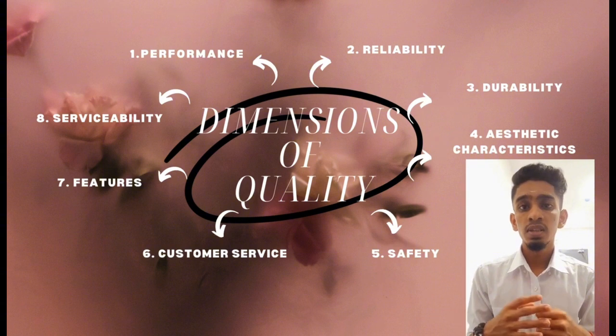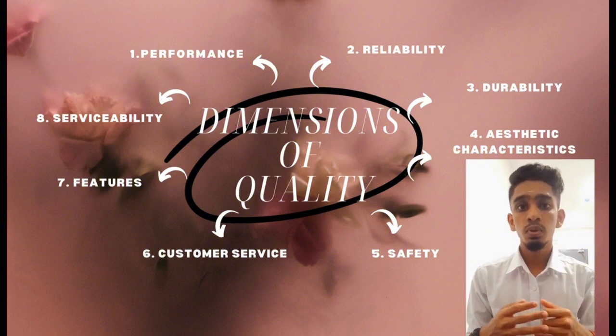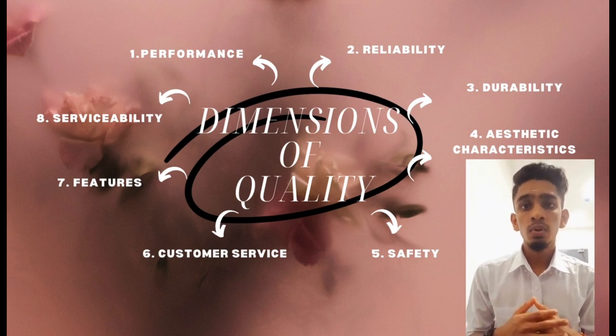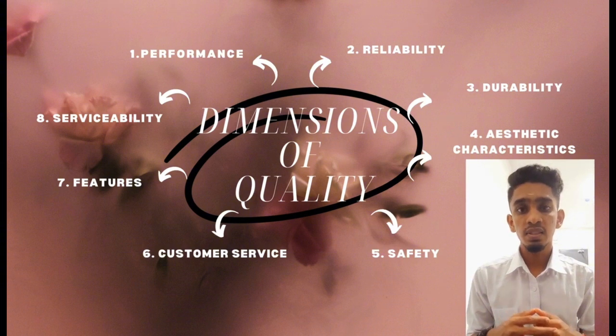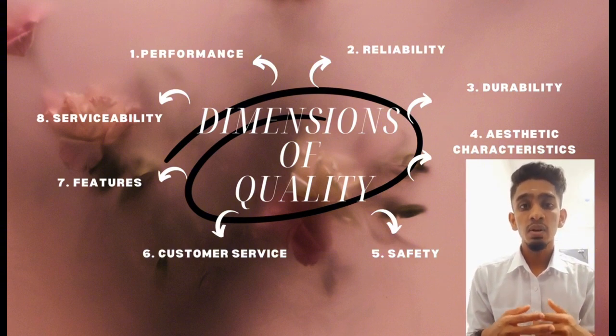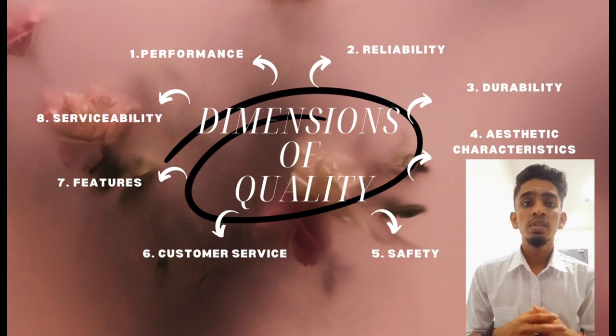Number 4, safety, refers to the extent to which a product is safe for use by consumers. For example, Volvo is regarded as a quality car because of its high security features such as an alarm system, a 360-degree camera, and more. Number 5, aesthetic characteristics, refers to the appeal of a product: its look, feel, taste, smell, or sound. The customer's preference for this characteristic is very subjective.